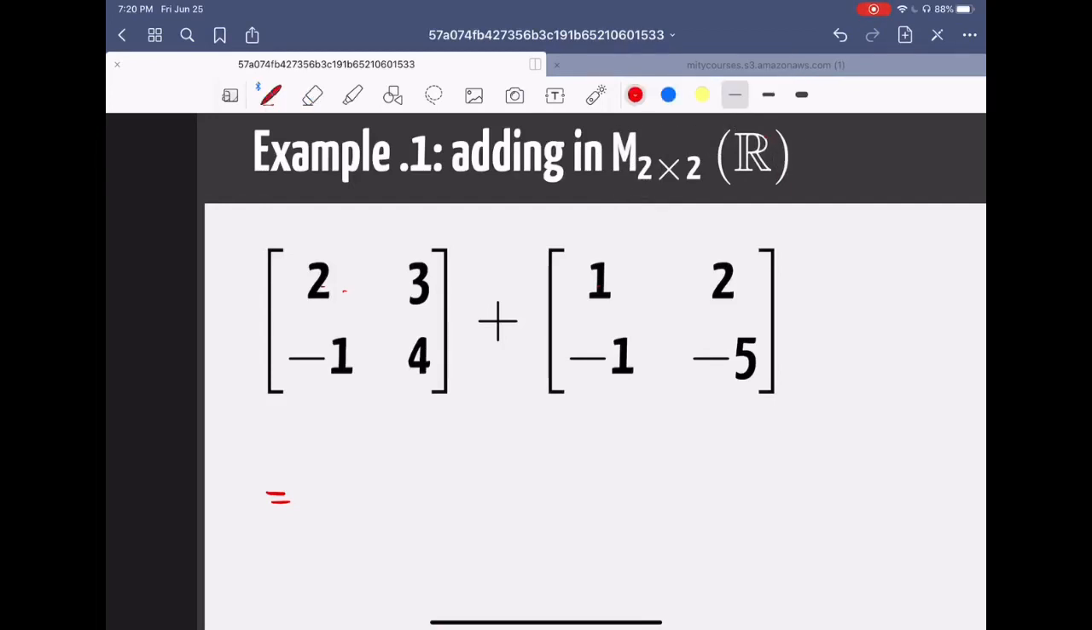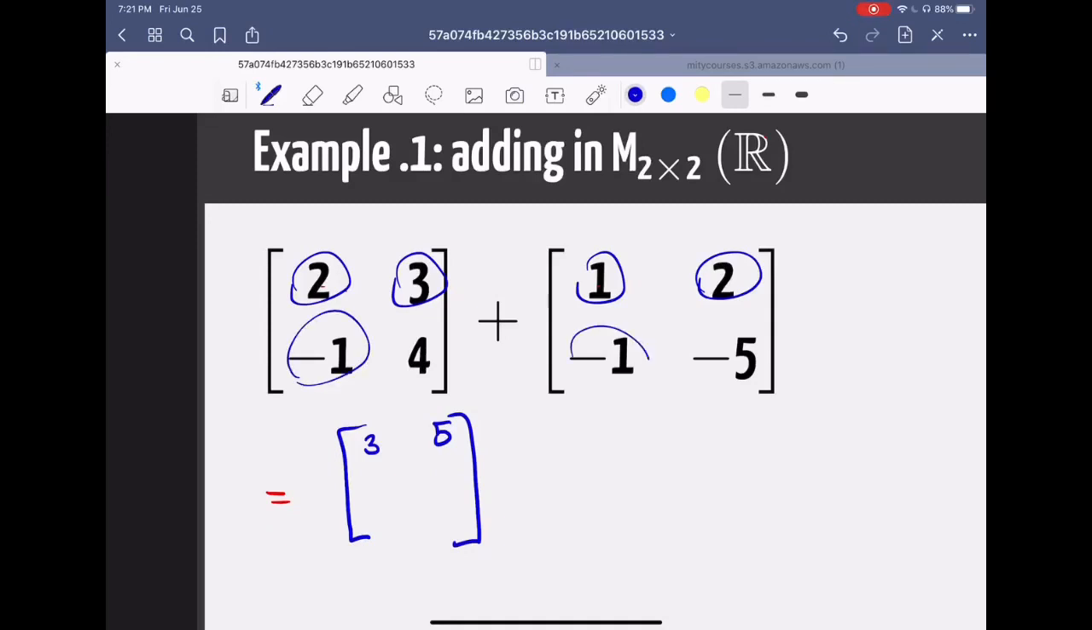And the way we're going to add them is real simple. All you do is take the 1, 1 entry and the 1, 1 entry, and you add them, and you get 3. Then you take the 1, 2 entry and the 1, 2 entry, and you add them. And so on and so forth. You add the 2, 1 entry, and then you add the last entry. And that's how you add matrices.